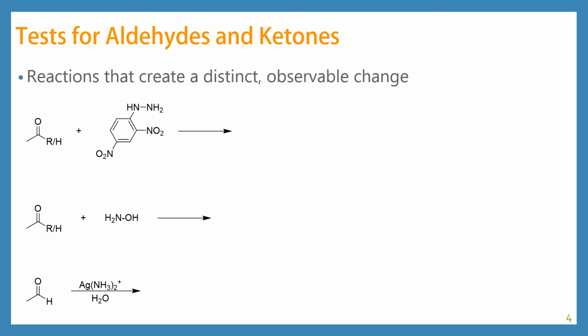And in the last bit of chapter 16, we're going to discuss some qualitative tests for aldehydes and ketones. These tests are considered qualitative because each of these reactions creates a distinct and observable product. So we're looking for color change or formation of a precipitate. In the first reaction, we have an aldehyde or a ketone reacting with 2,4-dinitrophenylhydrazine. Now this is a dye that when reacted with an aldehyde or a ketone produces a hydrazone, which is an orange precipitate.